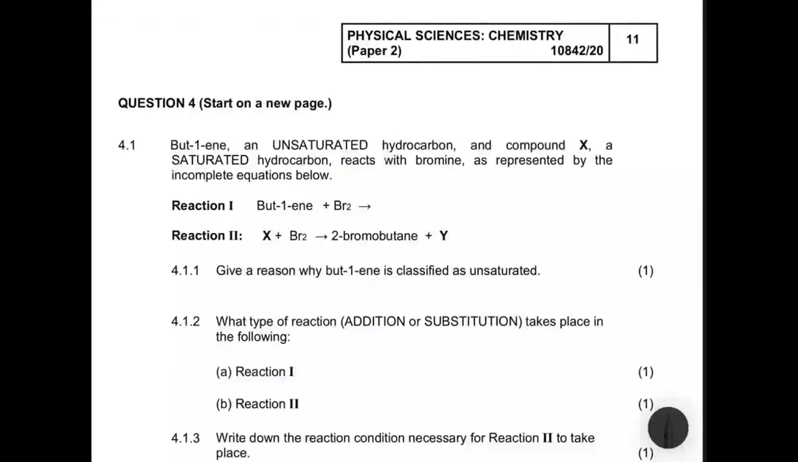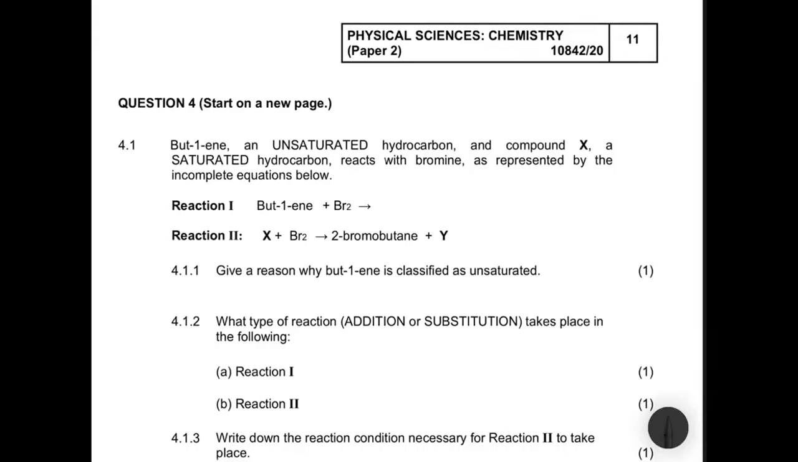But-1-ene, an unsaturated hydrocarbon, and compound X, a saturated hydrocarbon, react with bromine as represented by the incomplete equations below. 4.1.1 give a reason why but-1-ene is classified as unsaturated. It is classified as unsaturated because it has double bonds, right?